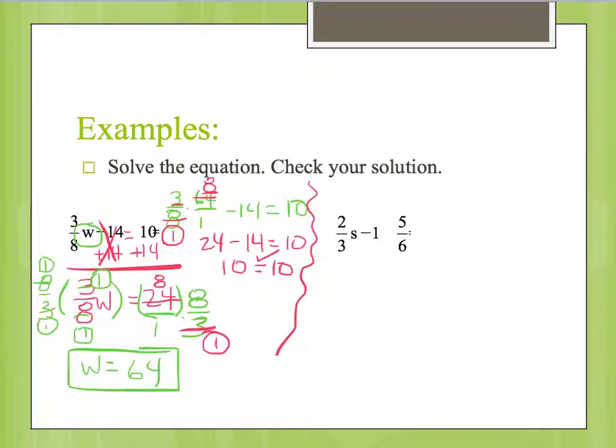Our next equation, we have 2/3 times s minus 1 is equal to 5/6. So again, addition or subtraction is always first. So I'm going to do the opposite of minus 1. So that's add 1 to both sides. So I'm left with 2/3 times s has to be equal to this 5/6 plus 1. So I could easily take 1 plus 5/6 and make it the mixed number 1 and 5/6.